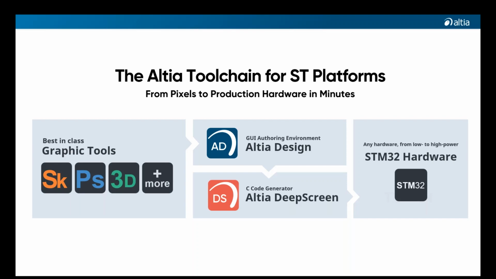Once your design is ready and laid out properly in Altia, you then use Altia DeepScreen, which is our C code generator. That C code generator will interrogate the entire design and write code for the parts of the graphics engine that are necessary. It'll bring those shaders in, and it will also look at all of the assets in your design and optimize them for the particular hardware. That C code is then compiled into a library, interfaced with your business logic, and loaded onto the device of your choice, in this case, STM32.